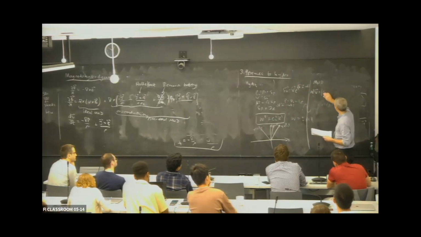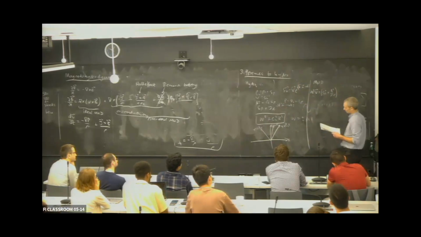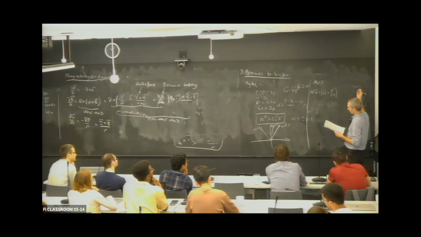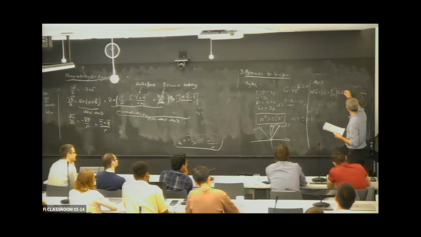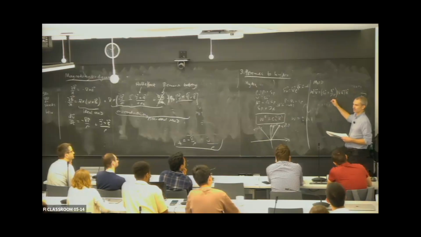So I get sound speed squared plus B squared over mu naught rho, times v dot k. Already there's something in this first term which we should look at and think about. We've got an extra term which has the dimensions of speed. So what's this?